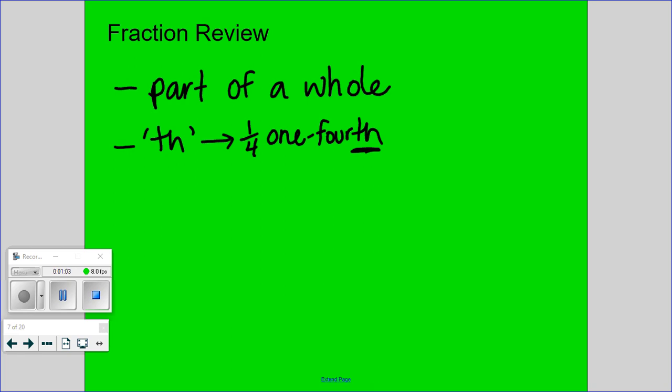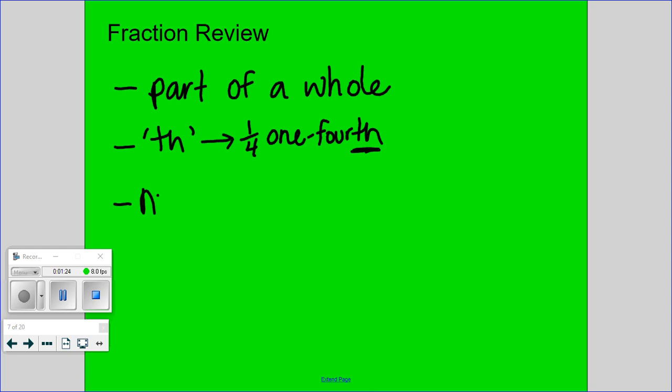Now, there are some exceptions to that. 1/3 does not have a TH at the end, and 1/2 does not have a TH on the end. But most of our fractions that we're going to be dealing with in 3rd grade have that TH, and that's a language symbol, just so we know that this is definitely not a whole piece. It is a part of a piece.